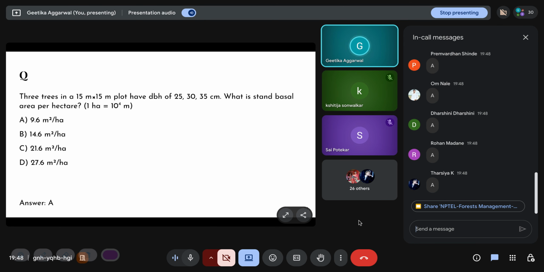So, I guess everybody is able to calculate that by now. So, you basically calculate the basal area for the trees, multiply by pi, and then you divide it by the area of the land. So, the correct answer is A.